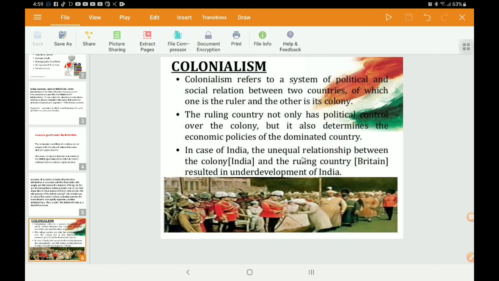In case of India, the unequal relationship between the colony, which means India, and the ruling country, which means Britain, resulted in underdevelopment of India. The result of underdevelopment means the relationship between Britain and India is not equal. India is a low economic country and Britain is a far developed country. So there is a big gap between these countries and India was an underdeveloped country.